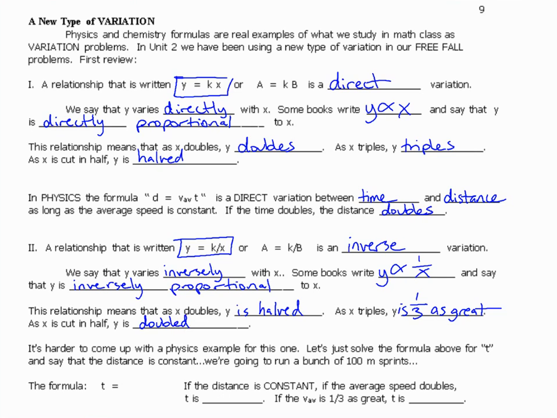It's harder to come up with a physics example for this one. Let's just solve the formula above for t and say that distance is constant. We're going to run a bunch of 100-meter sprints. The formula, time equals distance divided by average velocity. If the distance is constant, if the average speed doubles, time is halved. If the average velocity is 1/3 as great, the time is 3 times as great.